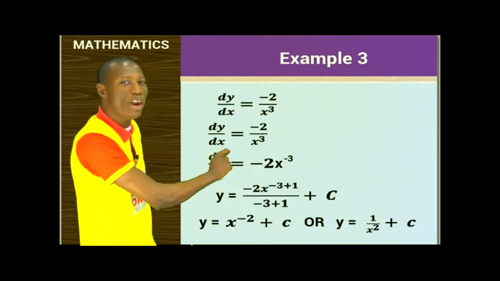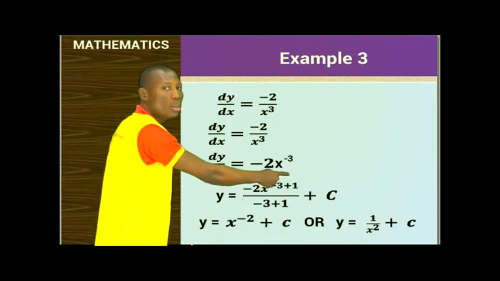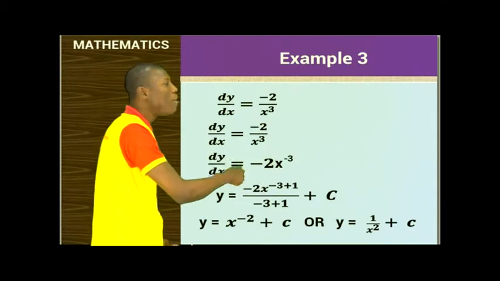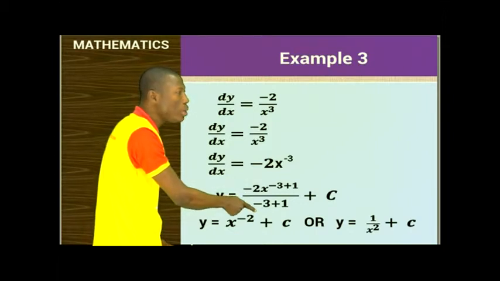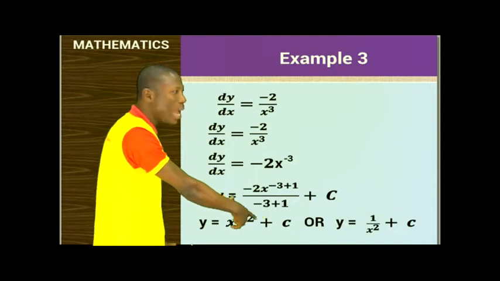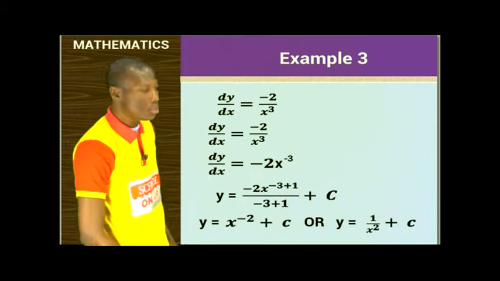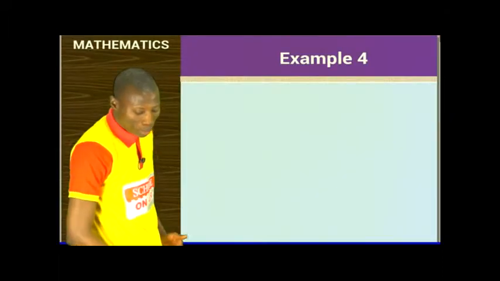And in this case, you will be very careful when you are adding: this will be minus 3 plus 1, which will be equal to minus 2. Therefore, I have minus 2 x raised to minus 2 all over minus 2. So that minus 2 here cancels minus 2, and you have x raised to minus 2 plus c. Or I can write it as 1 over x squared plus c.